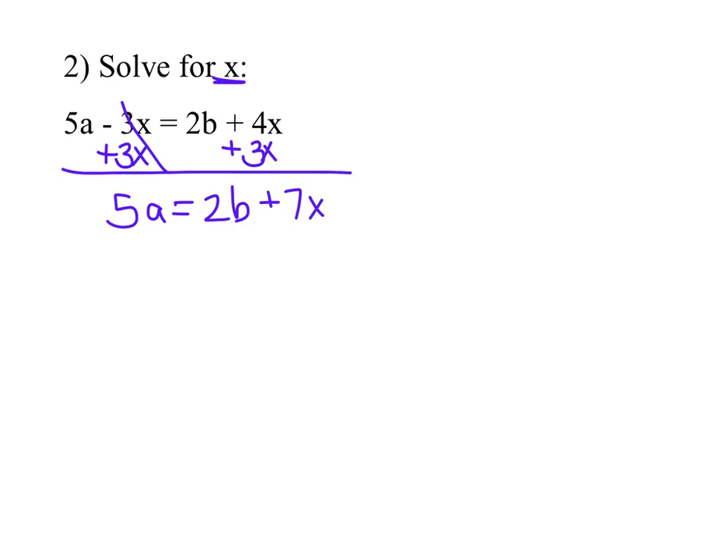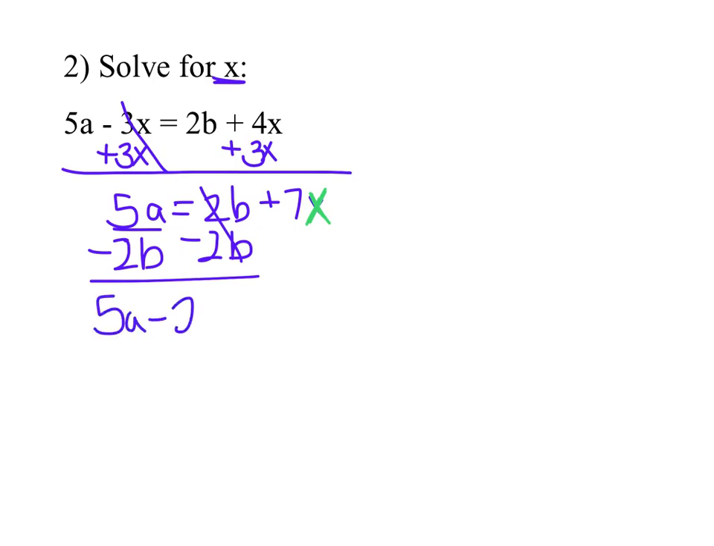Okay, so this is my x. So alert. This is x right here. I want to keep that where it is. There's only one of them, and I want to keep it safe right there. So what I do is I add or subtract first. So I want to get rid of the 2b. Now, I cannot combine these two. 5a and 2b are unlike terms, so I get 5a minus 2b equals 7x.